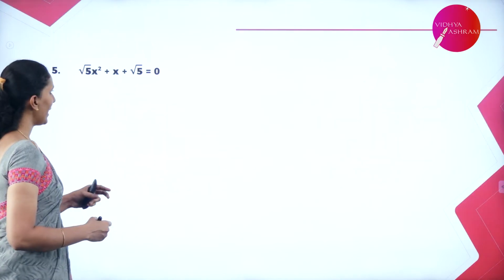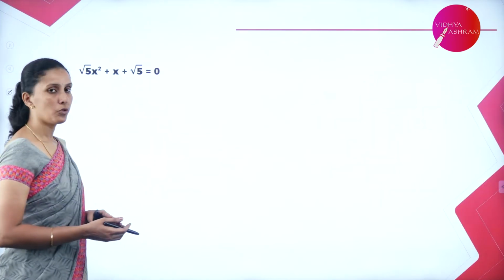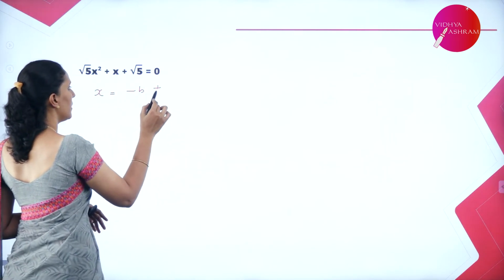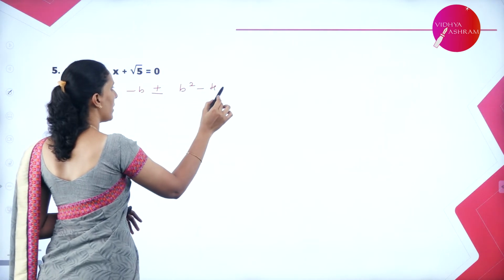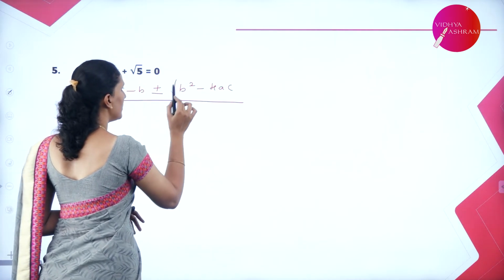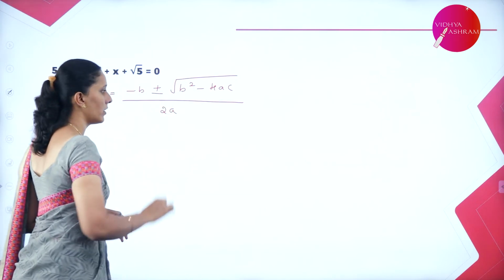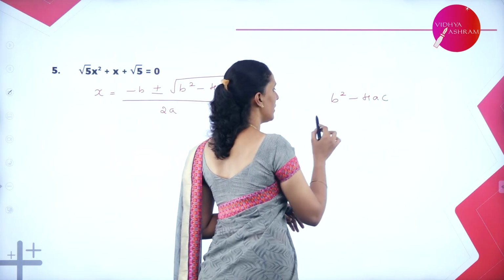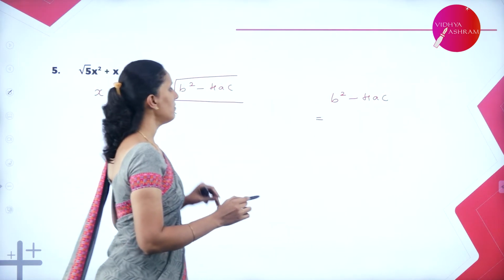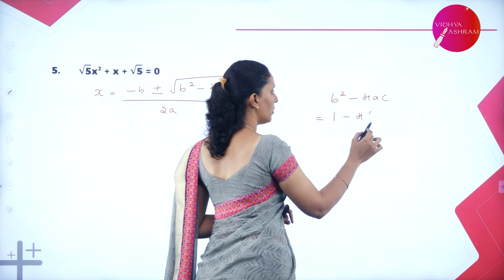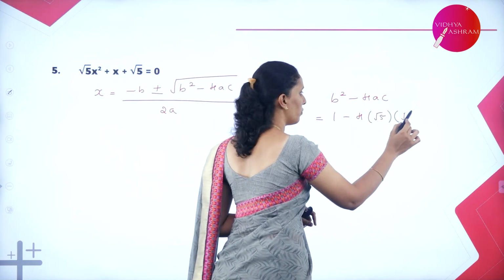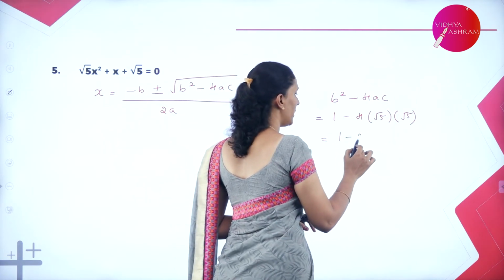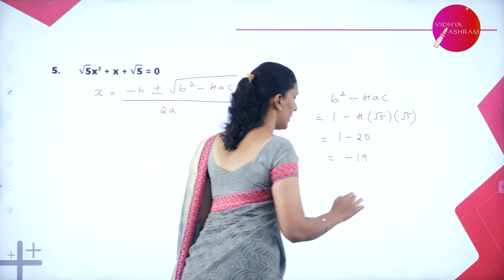Next, root 5 x square plus x plus root 5 is equal to 0. So we have x is equal to minus b plus or minus b square minus 4ac under the square root divided by 2a. So let's check what is the value of b square minus 4ac. We have the value of b as 1. So 1 minus 4 root 5 into root 5. So root 5 into root 5 is 5. 4 5s are 20. So the value is minus 19.